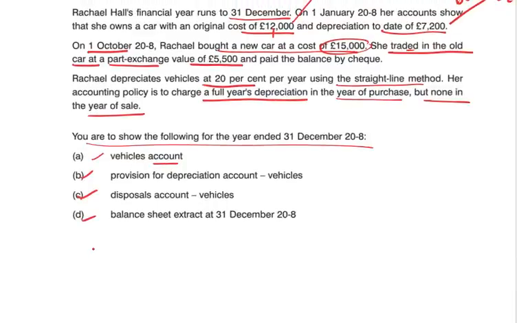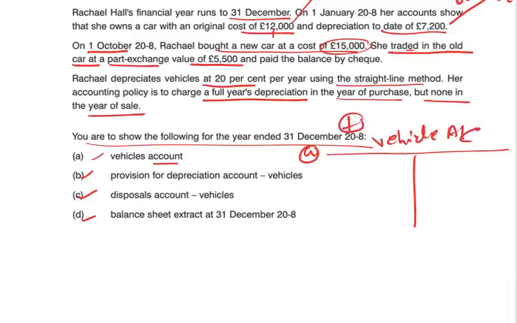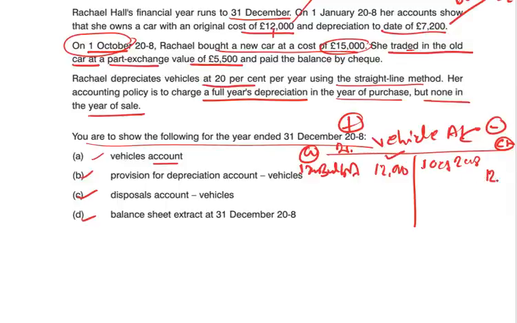Let's do it now. Let me draw the vehicle account, part A. Vehicle is a debit account, so anything that makes it go up is on the debit side and anything that makes it go down is on the credit side. So we already had some balance b/d, 12,000. You can write 1st of January, but on 1st of October 2008 we are selling the asset. So on the debit side you had the asset. How do you minus it? Just write on the credit side, 12,000.